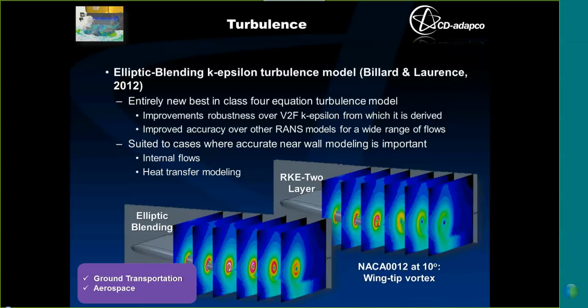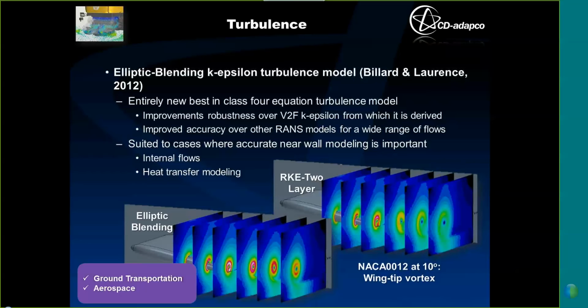We've included a new turbulence model. This is the elliptic blending k-epsilon turbulence model. This is an entirely new best-in-class four-equation turbulence model. It is closely related to the V2F model, as it's a four-equation turbulence model, but it's designed to be much more robust. Generally, the V2F model is designed to accurately model near-wall flow but has robustness issues, so it's not always a practical choice.